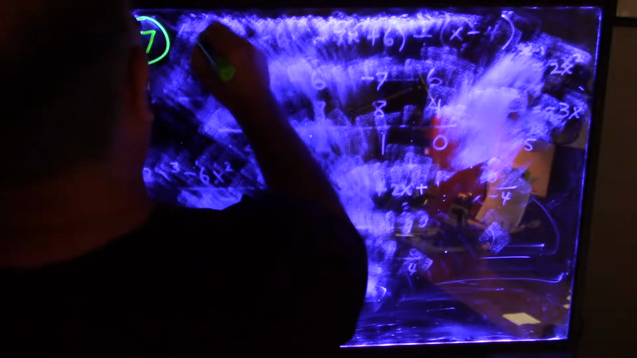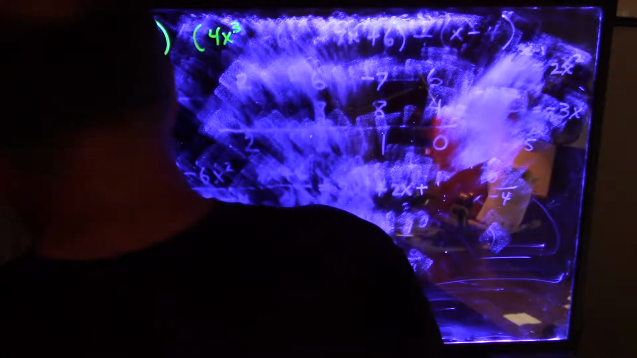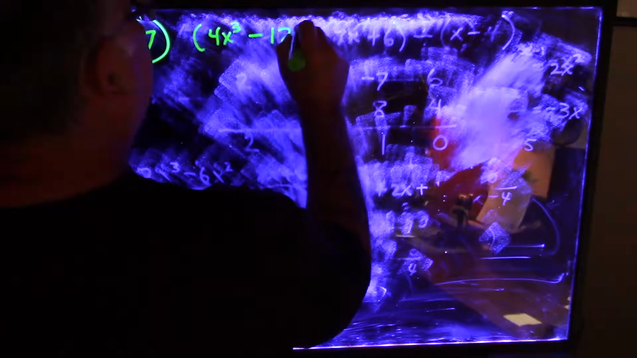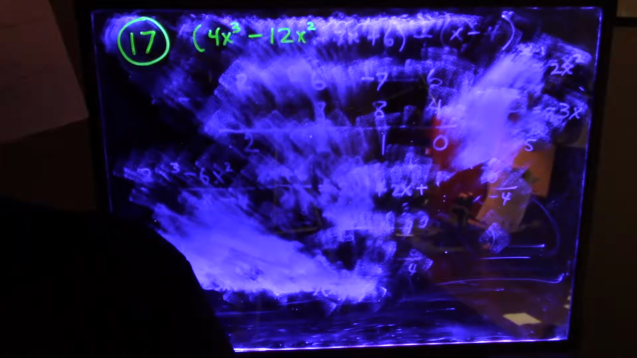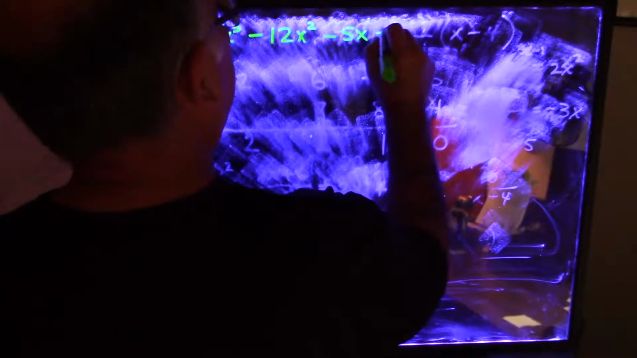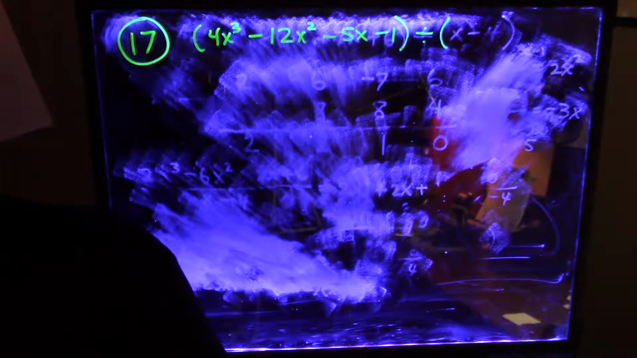Alright, number 17. We have 4x cubed minus 12x squared minus 5x minus 1, divided by 2x plus 1.